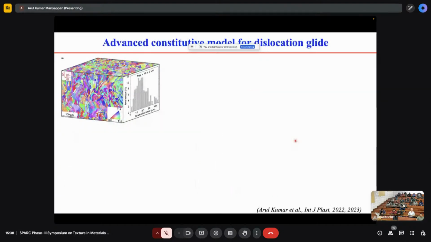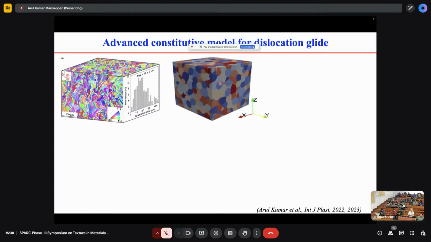For that reason, we start with this simple RVE. We may have a microstructure like that. Then it will be represented in the model as an RVE model, or using a Voronoi tessellation, where we may build RVE microstructures.